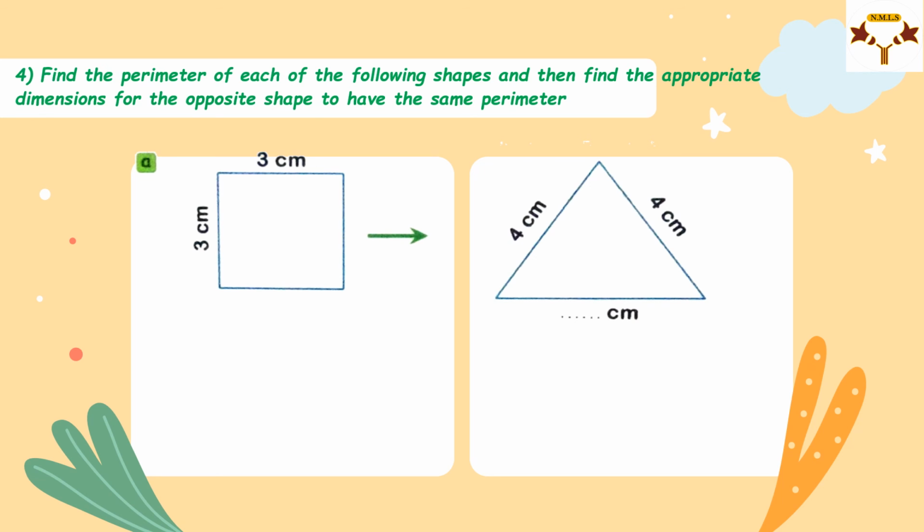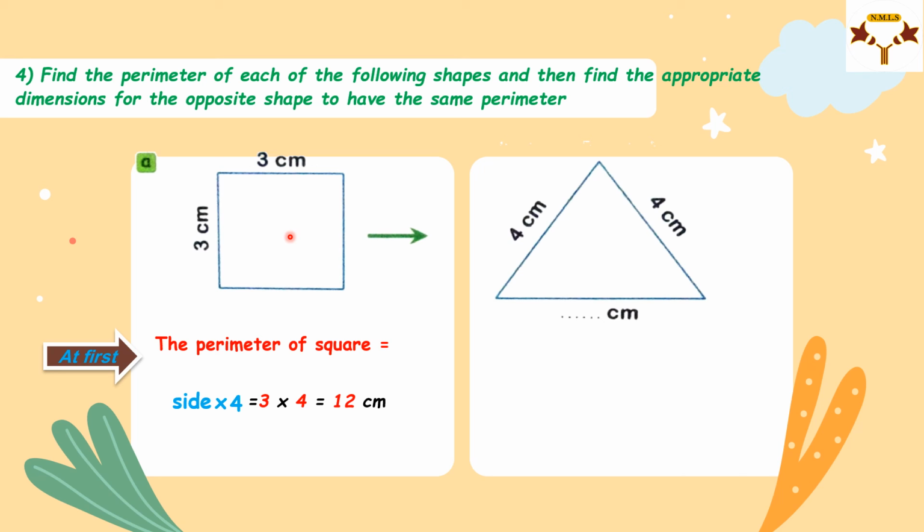Here in this question, Junior 3, I should get the perimeter of this shape and find the missing length here to get the same perimeter. So let's get the perimeter of the first shape here. It's a square, so the perimeter of a square will be side times 4. So it will be 3 times 4 equals 12. So this triangle should also have the same perimeter, 12.